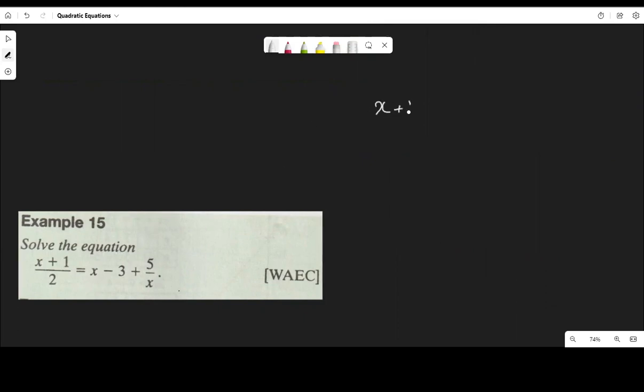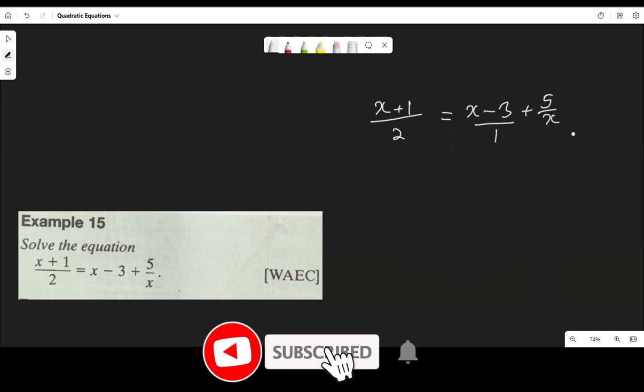x plus 1 over 2 is equal to x minus 3 plus 5 over x. First of all, let's try and clear this fraction. This is over 1. The LCM of 2, 1 and x is 2x.